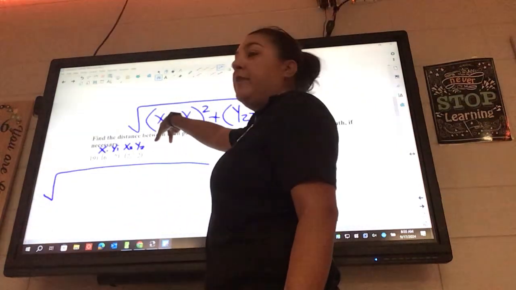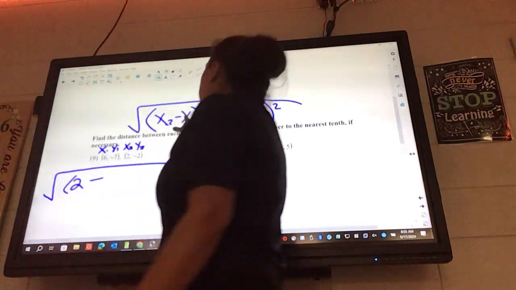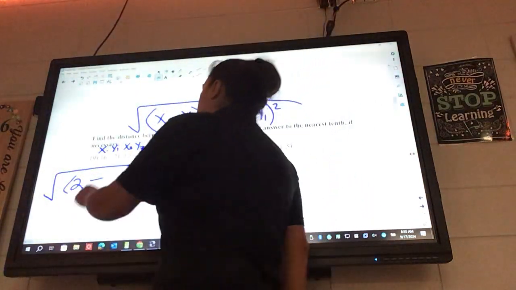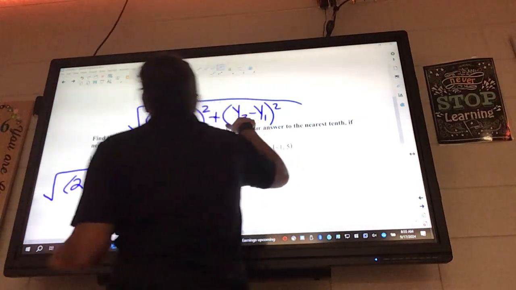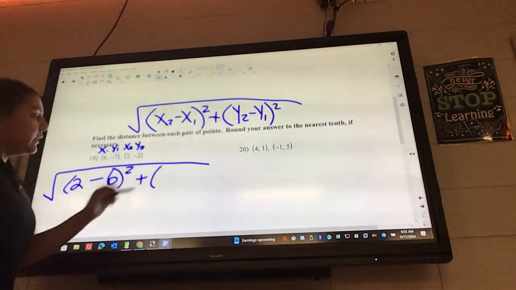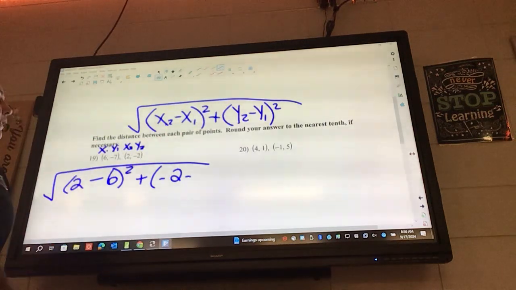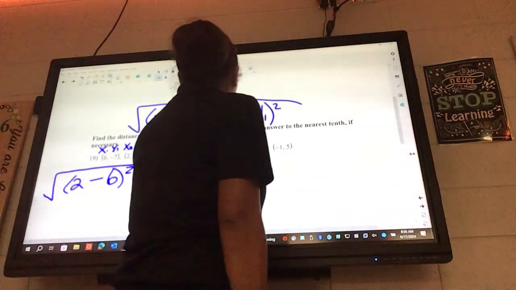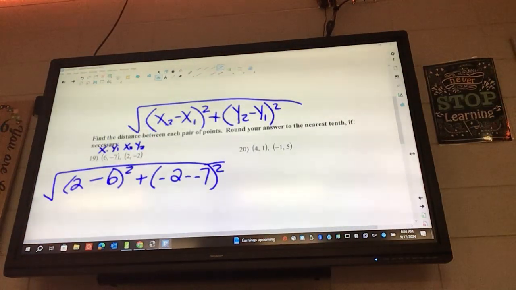What is my X2 value? 2. So we have 2 minus, what is my X1? 6. Close and squared. Then plus, parenthesis, what is my Y2 value? -2, minus my Y1 value, -7. This one has a lot of negatives going on, so be careful when typing them in. After that, you can do it all on the calculator. Easy peasy. You would hit your square root button and type in all that. What are you going to get?